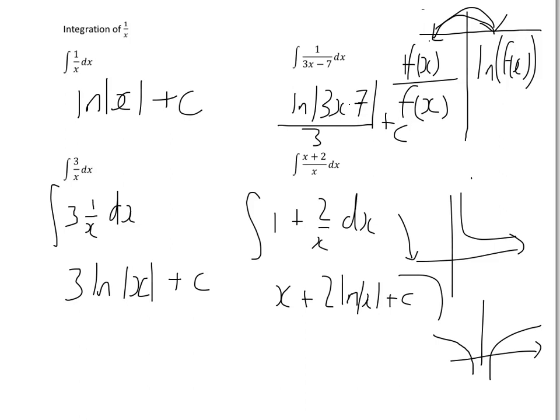So every time you've got a function on the bottom that's just x, you're going to go to natural log of x. If you've got a function that's almost just x, like 3x minus 7, you're going to differentiate that and just divide by what that is.